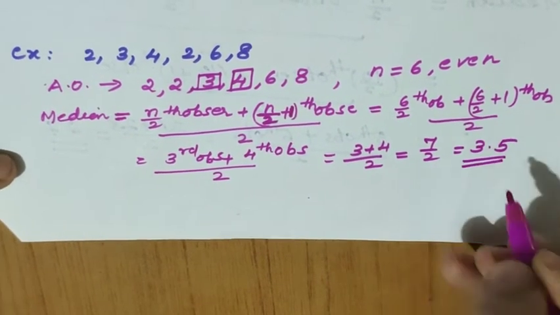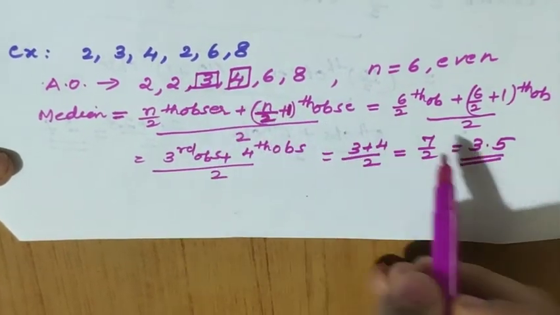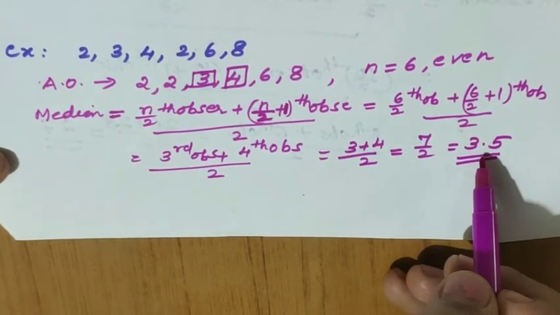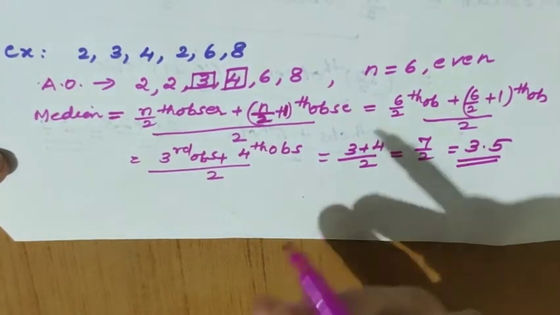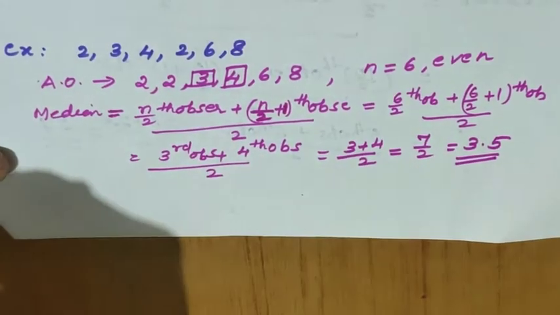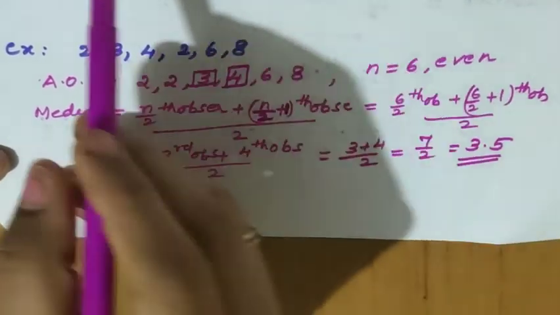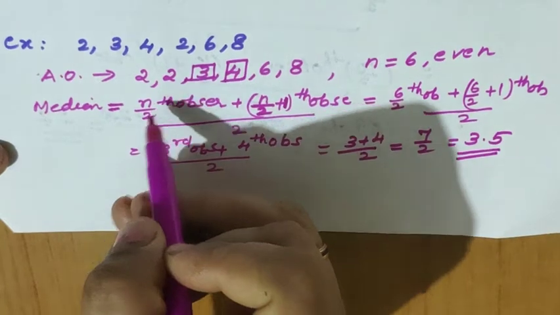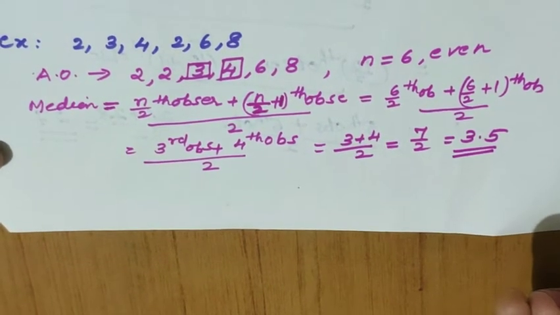Now see that sometimes the median is not one of the observations. 3.5 is the median, right? So the median we got is 3.5. It is not there in the data, but it is the true representative of this group. In the previous case we got 14, and 14 was there in the data. So sometimes the median is present in the observations, and sometimes it is not.